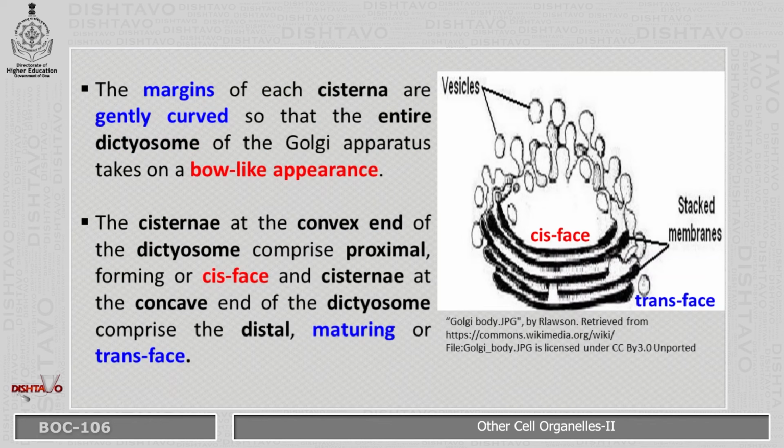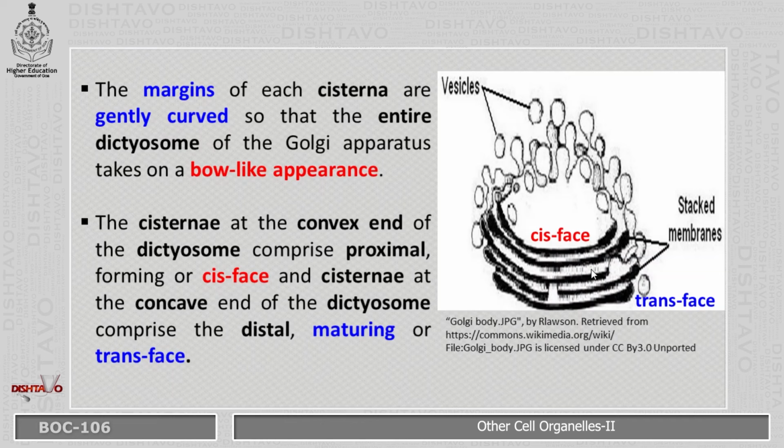The margins of each cisterna are gently curved so that the entire dictyosome of the Golgi apparatus takes on a bow-like appearance. So students, if you see this, which is showing the curved face, it is like a plate-like or saucer-like structure. So it takes a bow-like appearance.